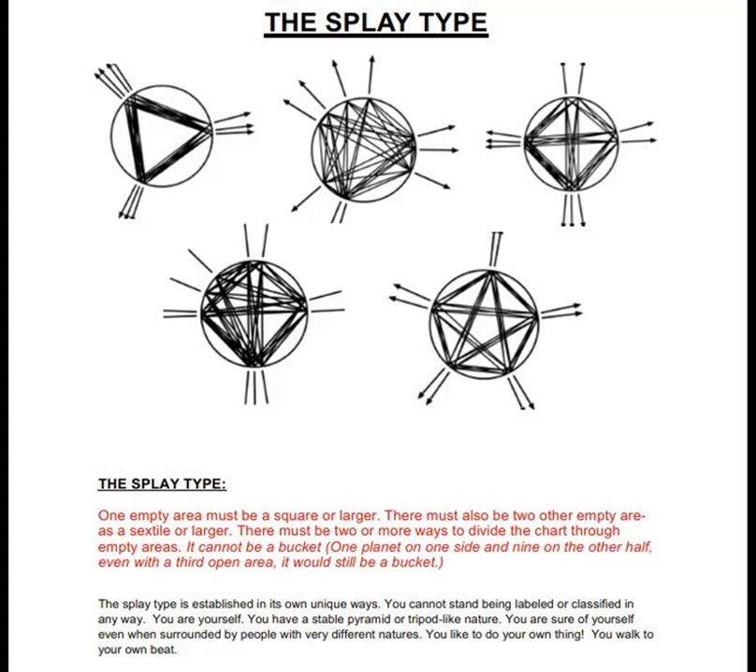The splay type is established in its own unique ways. You cannot stand being labeled or classified in any way. You are yourself. You have a stable pyramid or tripod-like nature. You are sure of yourself even when surrounded by people with very different natures. You like to do your own thing. You walk to your own beat.